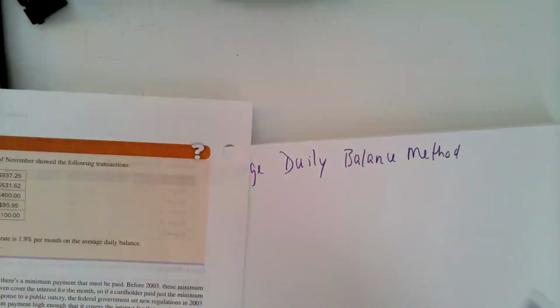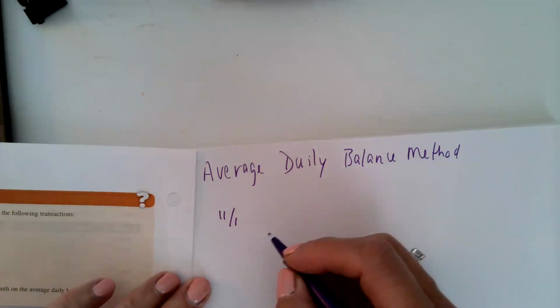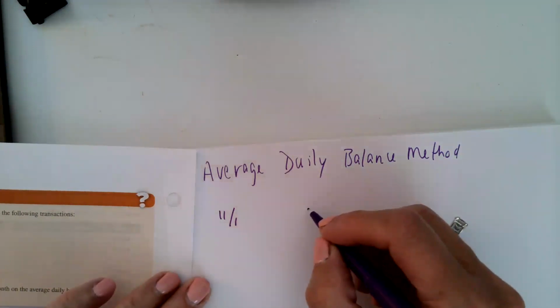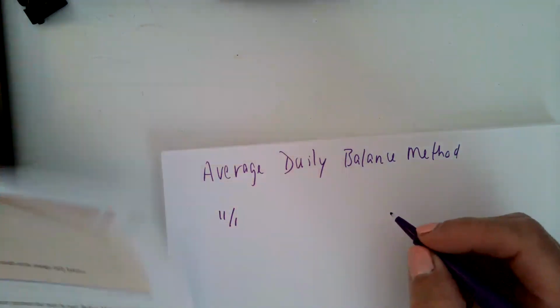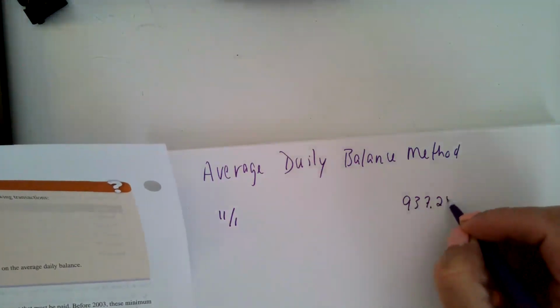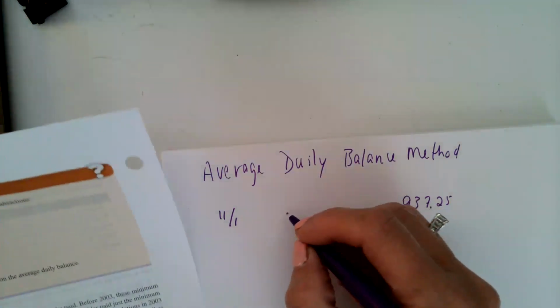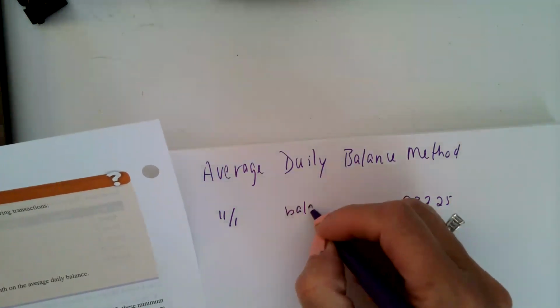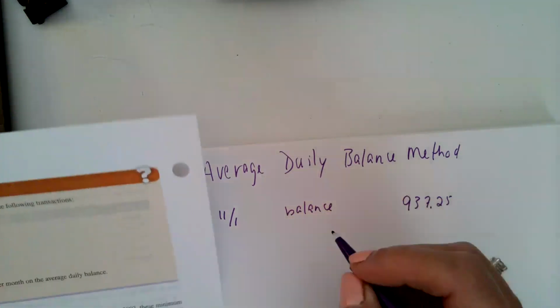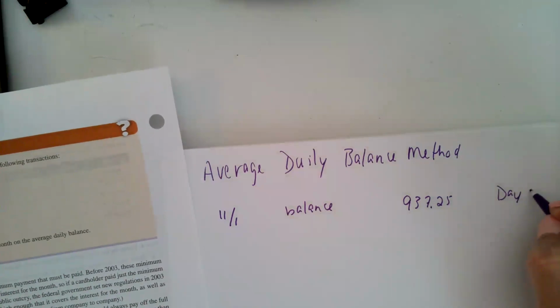So what I'm going to do is I'm going to make a table that's on November 1st. And so that balance was $937.25. And then that was the balance from October. Okay. And then we're going to have a days column.